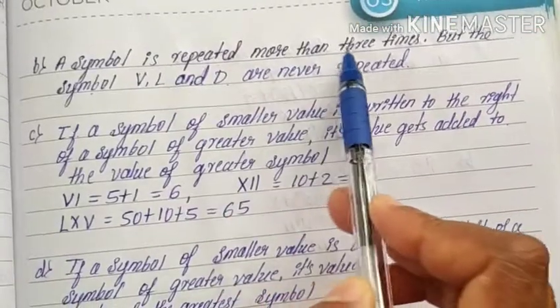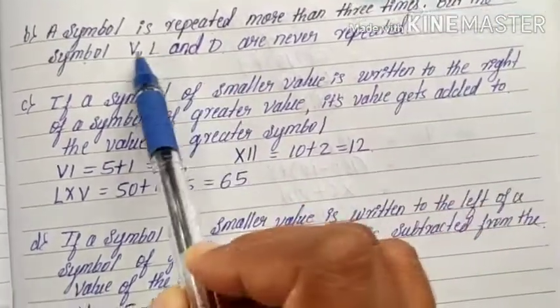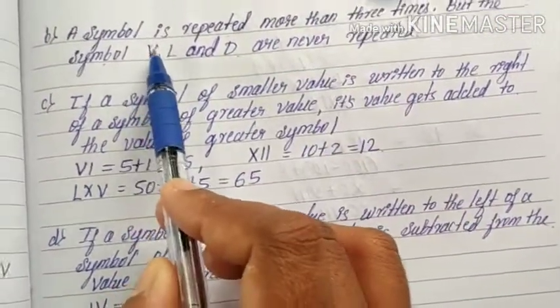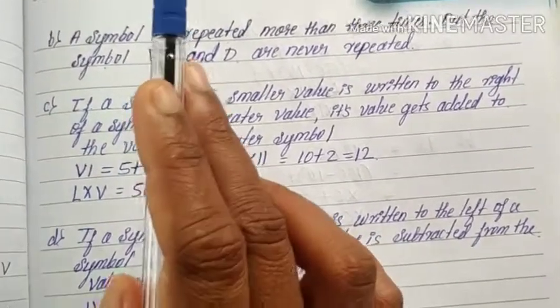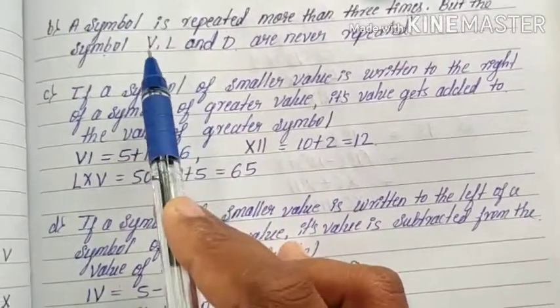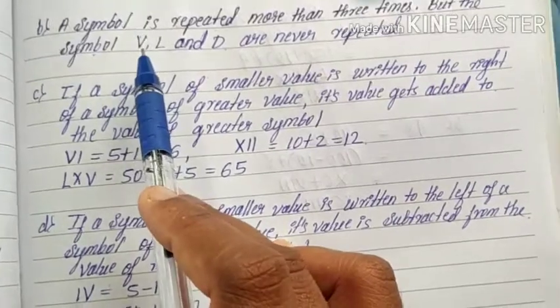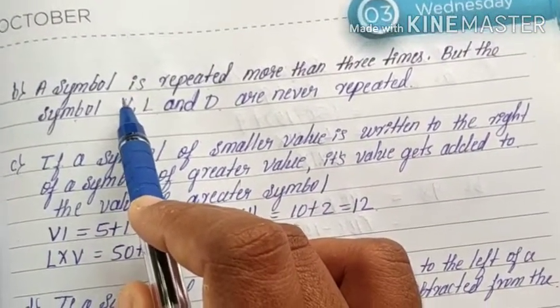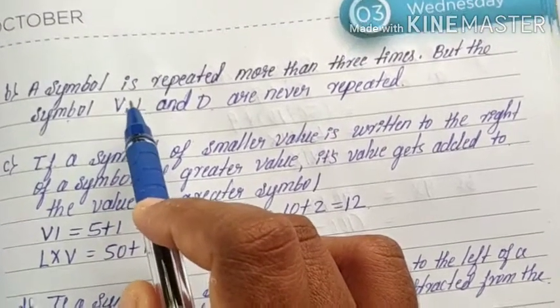A symbol can be repeated up to 3 times, but the symbols V, L and D are never repeated. V is repeated only once. If 10 is coming, we do not write V double times.